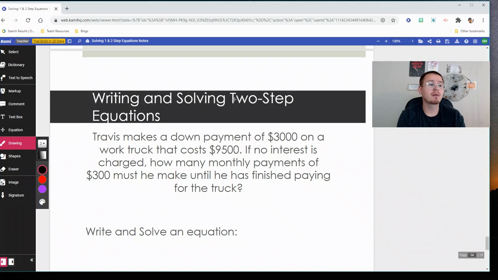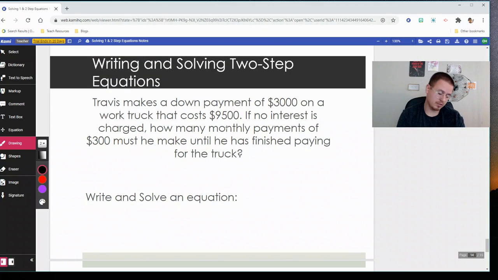Now I made this problem purposely with a work truck because if you guys are going to spend a bunch of money on a vehicle, on anything really, how is it coming back to you? Invest in yourself. I'm really wishing I would have bought a truck instead of my SUV because I could be using it to help me make some cash. So we're going to write an equation and then we're going to solve it.